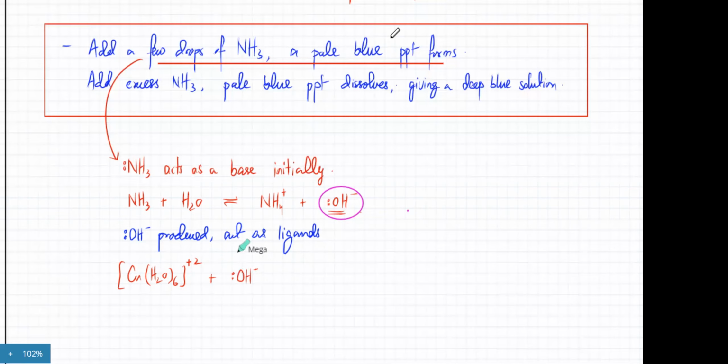And when they start reacting with the OH ions, the water molecules get replaced by OH ions. So the copper is now surrounded by OH ions, and copper hydroxide is insoluble, so it's going to form a precipitate which is going to be pale blue, and the 6 water molecules are going to get knocked out. These are all aqueous. I mean, this is not aqueous, that's a liquid. So that's the first thing that will happen.